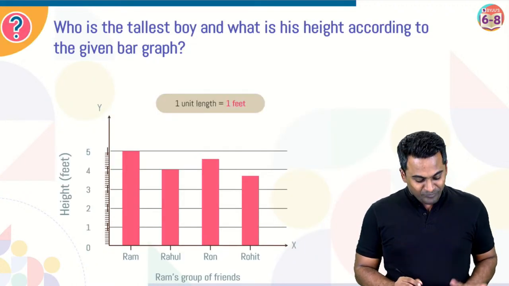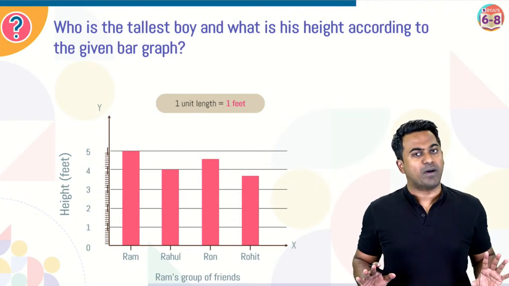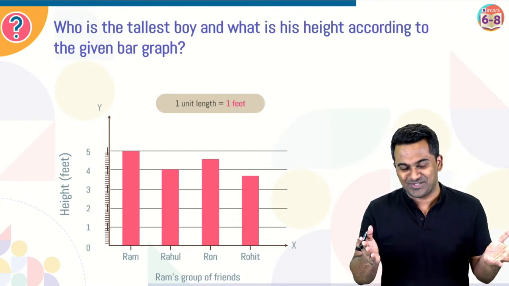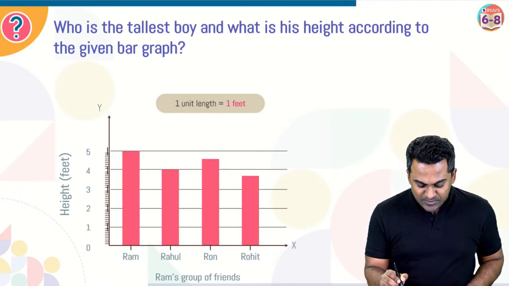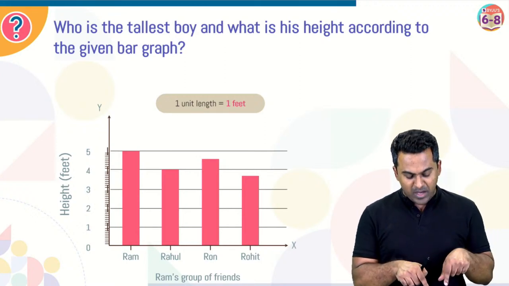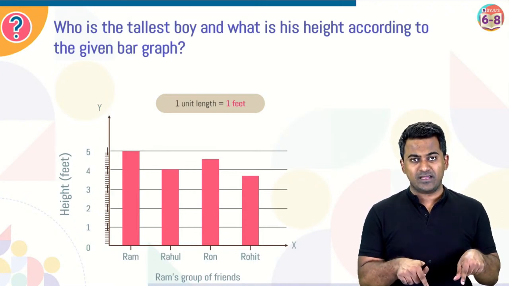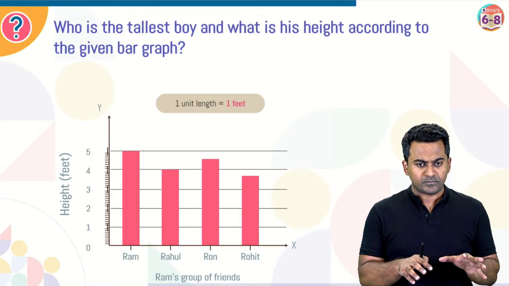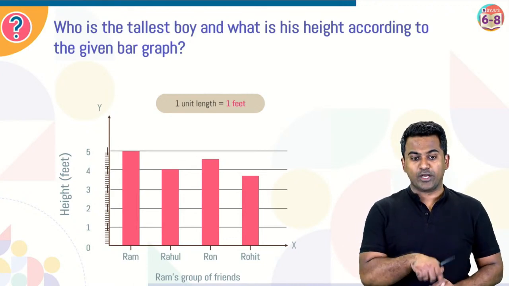Cool. So here are some questions. I'm sure you guys have understood how to interpret bar graphs. Now go ahead, tell me the answers to these questions. Come on. Say that out in the comments. Who's the tallest boy and what is his height according to the given bar graph? I'm sure you guys can see this visually. Yeah, I hope this is clear. Cool. So come on, tell me, who's the tallest boy and what is his height according to this bar graph?